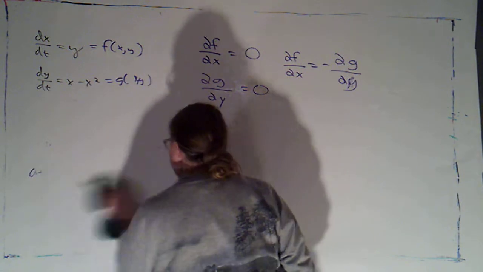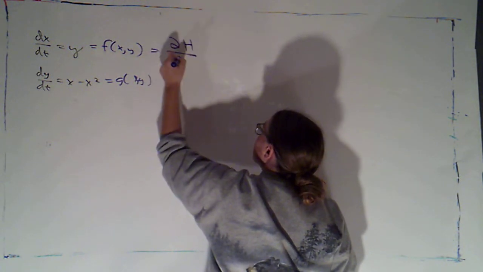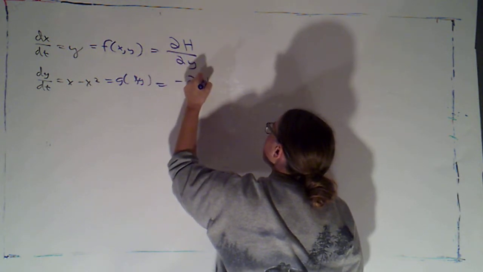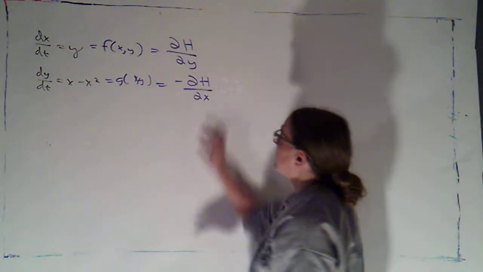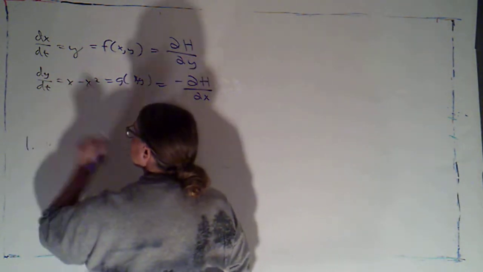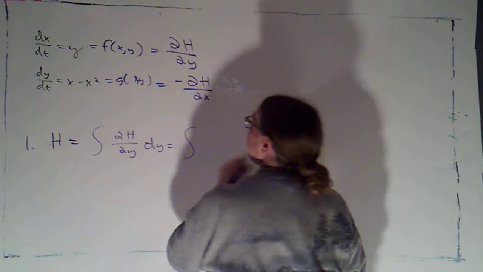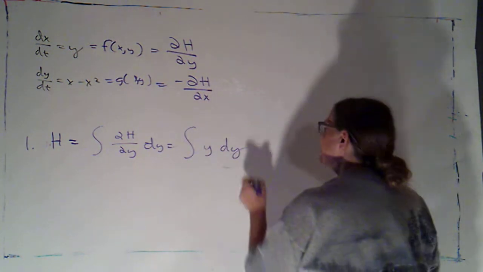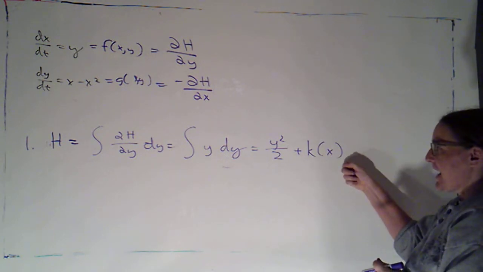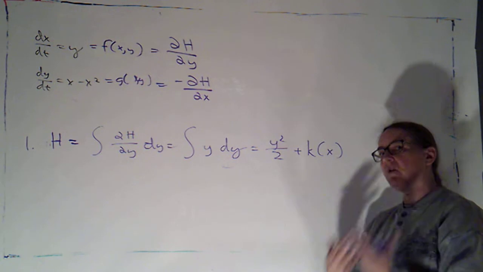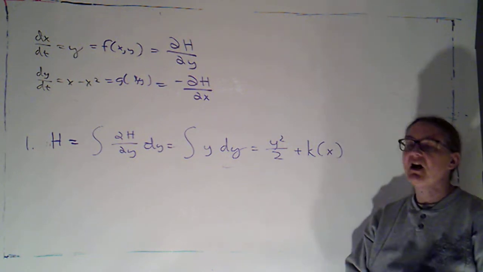Okay. So we have confirmed that our function is Hamiltonian, and so now I know that this is the partial of h with respect to y, and I know that this is the opposite of the partial of h with respect to x. So if I want to find my Hamiltonian function, I'm going to start by integrating this with respect to y. So step one, h is an antiderivative of the partial of h with respect to y dy. That's going to be an antiderivative of y dy, which is just y squared over 2 plus k of x. Don't forget, when we're integrating with respect to y, we're holding x and all functions of x constant, so my constant of integration isn't necessarily a straightforward constant, it's some function of x.